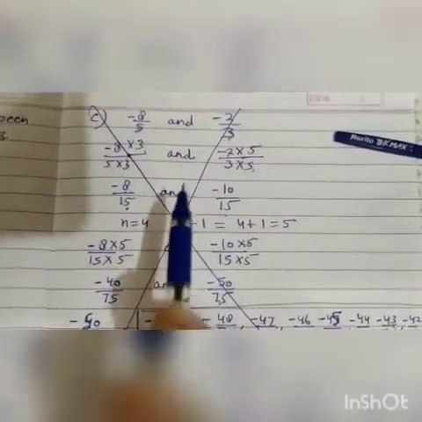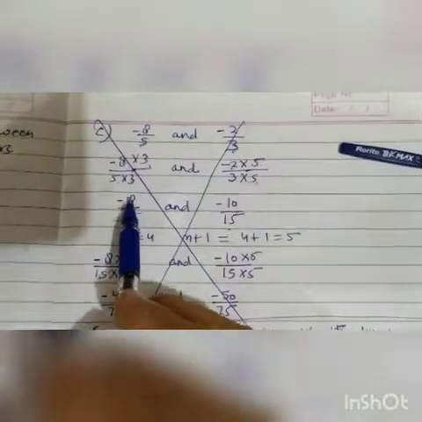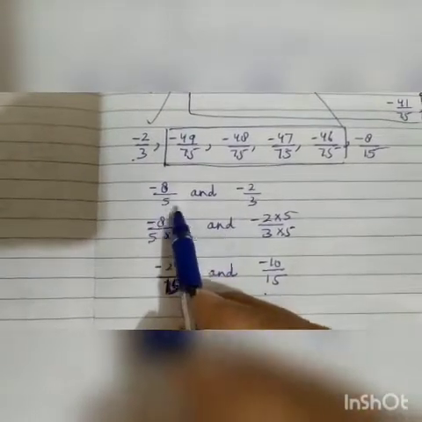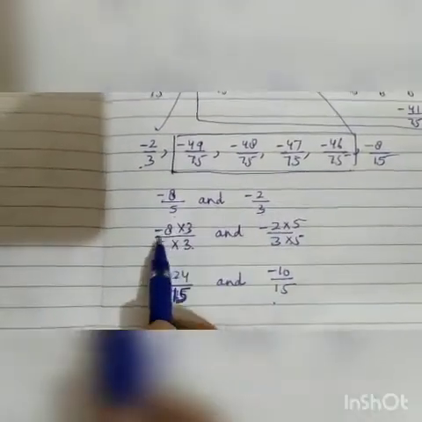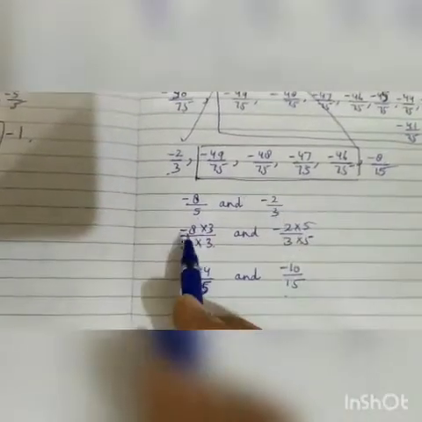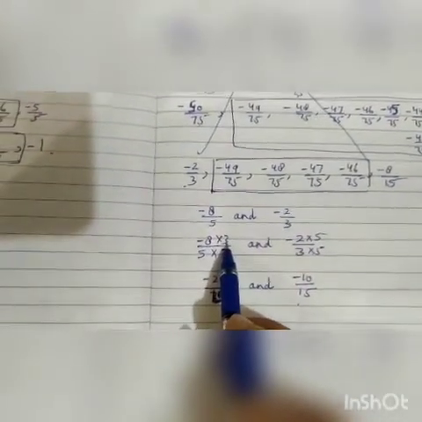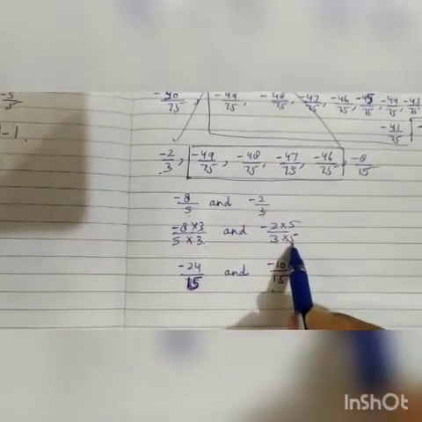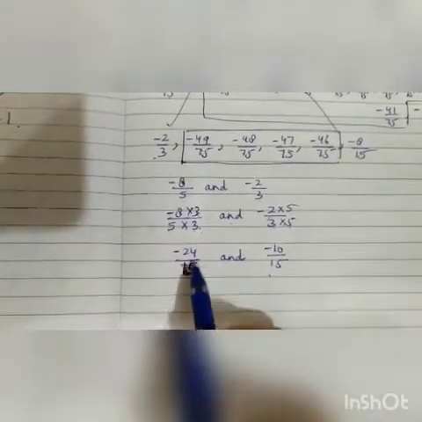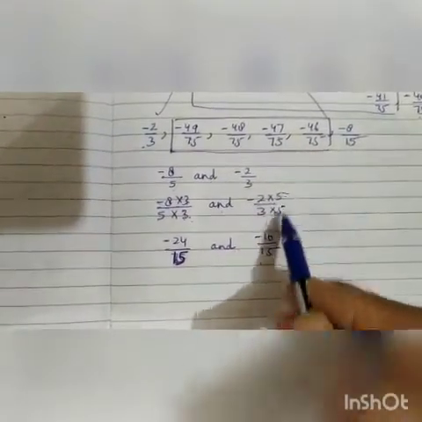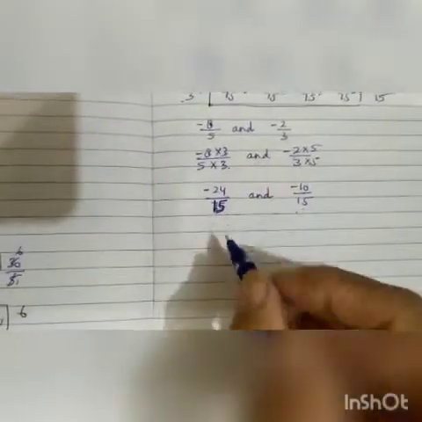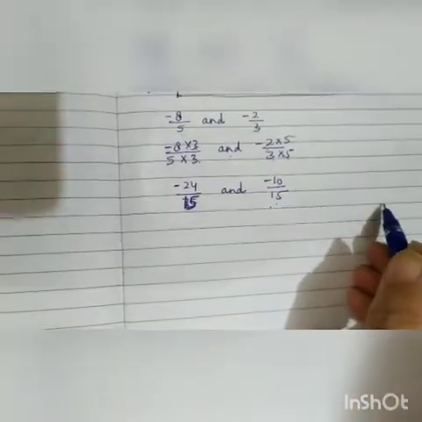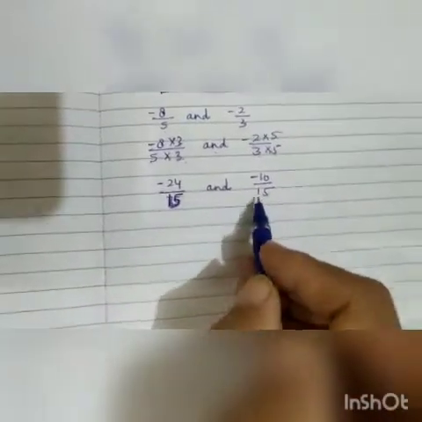Sorry students, here it is wrong. I have done the multiplication wrongly: 8 times 3 is 24. I am explaining here again. It is minus 8 upon 5 and minus 2 upon 3. First we will make the denominators the same by LCM. So when we multiply here by 3, minus 8 upon 5 times 3 over 3, and minus 2 upon 3 will be multiplied by 5. So 8 times 3 is 24 upon 5 times 3 is 15, and minus 2 times 5 is 10 upon 3 times 5 is 15. Students, see here 15 and 15, both the denominators are the same, so no need to find the LCM again or multiply by n plus 1.